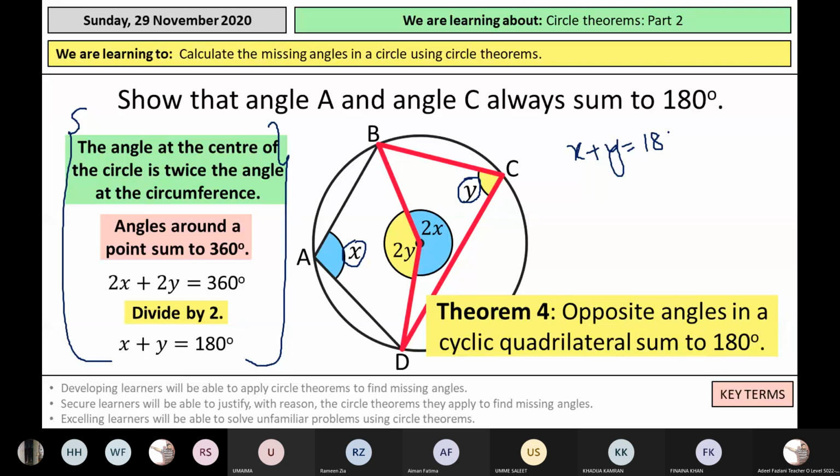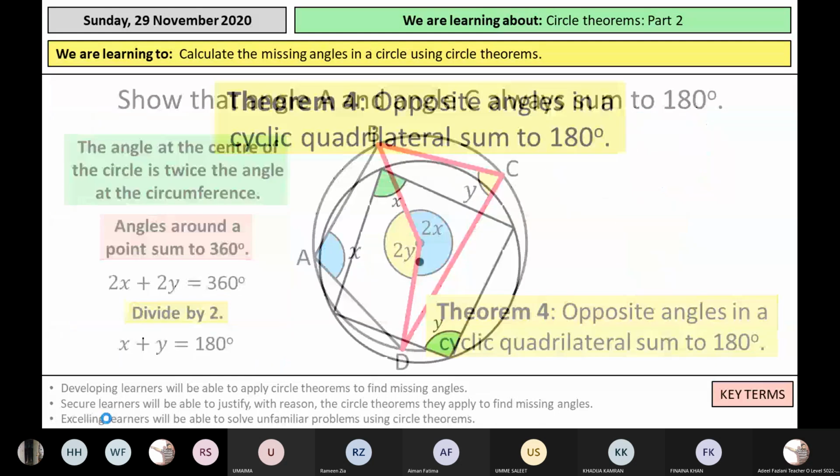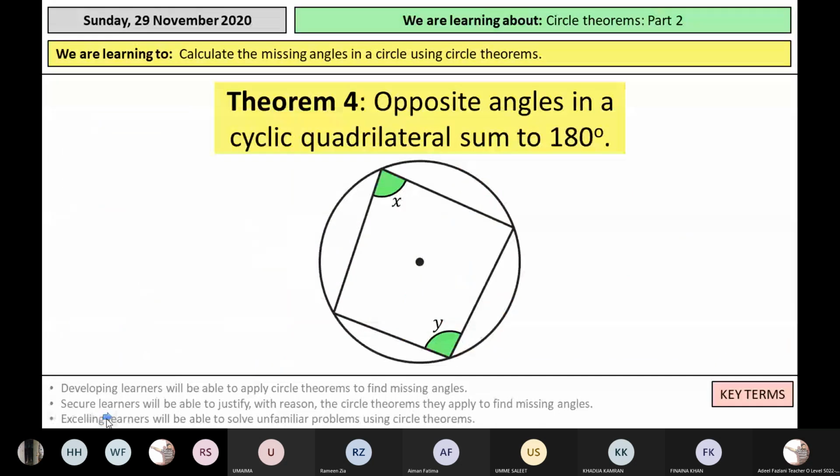And what is the reason? What is the reason behind? Opposite angles in a cyclic quadrilateral sum to 180. Excellent. Now you understand the concept. Okay. Now you need to remember the cyclic quadrilateral because I'll be asking you the concept.